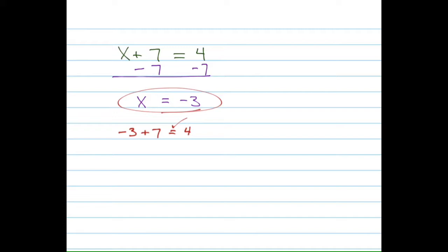Let's look at the other half of that. x minus 12 equals 3. I've got a minus 12. I want to get rid of it by doing an inverse operation. So what would be the inverse operation of subtraction? David? Addition. I'm going to add 12 to both sides.